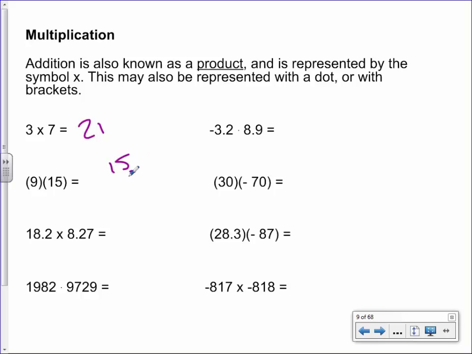Maybe you do like this, 15 times 9. Maybe you've seen this method before. You go like 9 times 5 is 45. 9 times 1 is 9. Add 4 more, 135. Haven't seen that before? Okay, let's do that again.